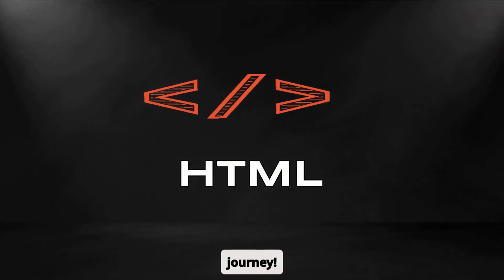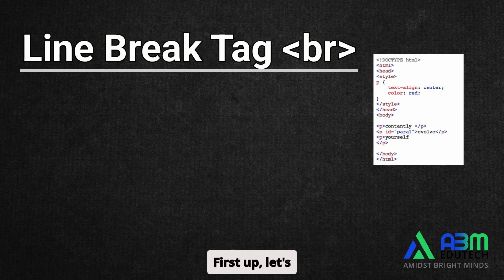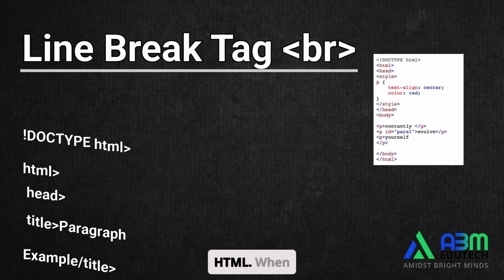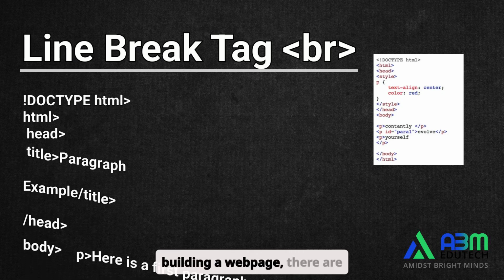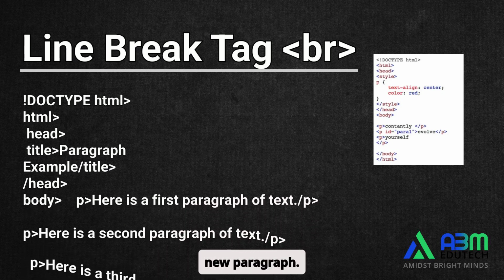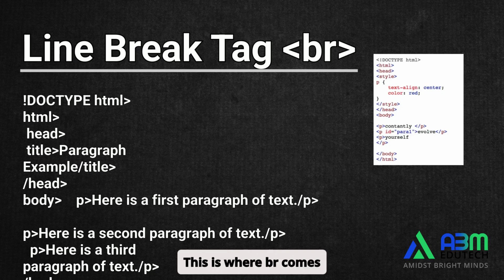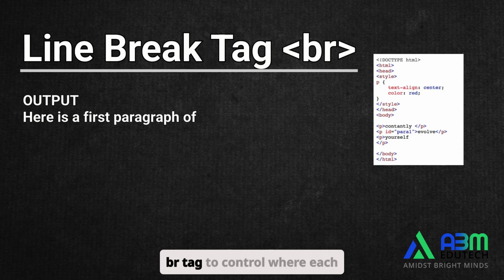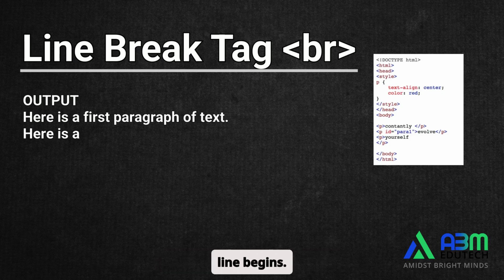First up, let's explore the line break tag. The BR tag is one of the simplest but most useful tools in HTML. When building a web page, there are times when you need text to flow onto a new line without starting a new paragraph. This is where BR comes in. For example, if you are creating a poem or a contact address on your site, you can use the BR tag to control where each line begins.